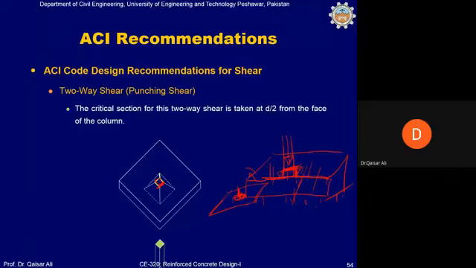The hole will be made away at a distance of d/2 from the face of the column in the footing. So in order to take advantage of this, the punching shear is calculated at a distance of d/2 instead of at the face of the column. This will slightly reduce the punching shear, just like what we have seen in the case of beam shear, where the beam shear was calculated at a distance of d instead of calculating it at the face of the support.